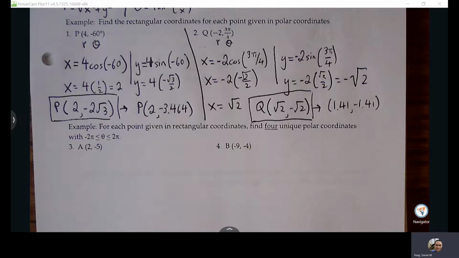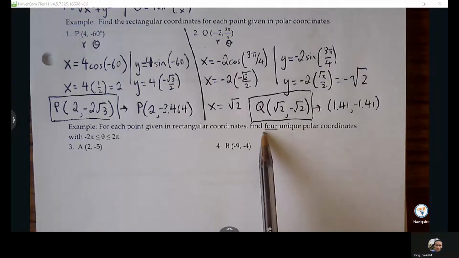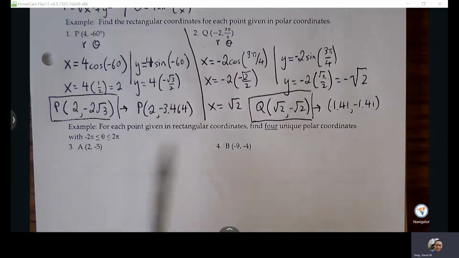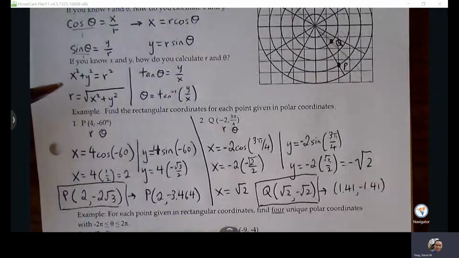Okay, let's look at number 3. Now we're going to go the other direction. We're going to create the polar coordinate, and after we get the polar coordinate, we're going to create additional polar coordinates that refer to the same location. So this can be a little bit more challenging just because we have to do things in terms of pi and 2 pi, but we'll practice that. But first, we're going to go through conversion.